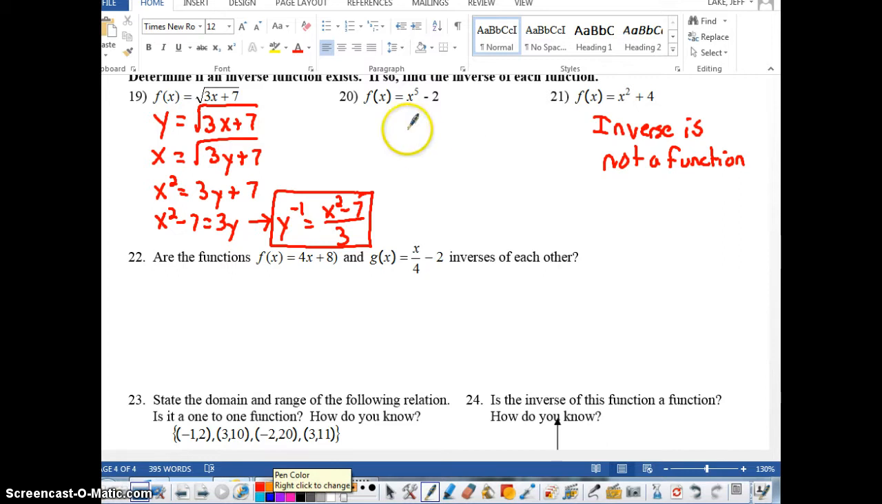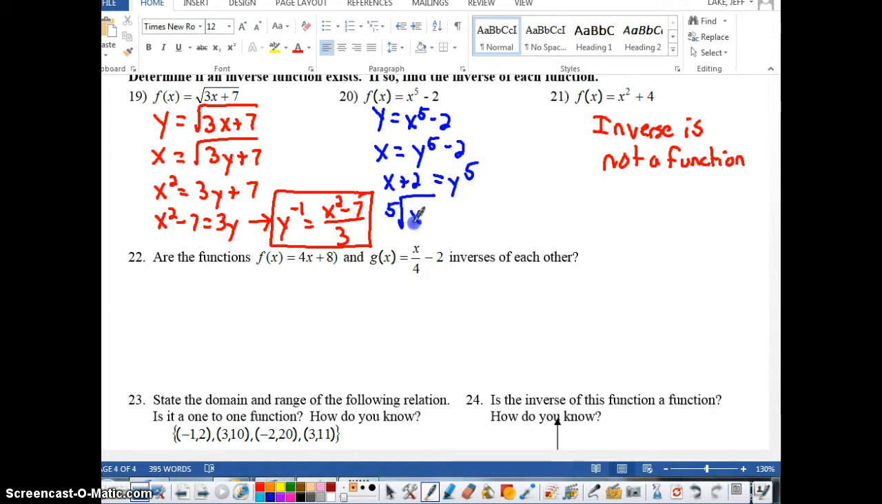Number 20, same idea. This is going to be y equals x to the fifth minus 2. All right, switch your x and y. x equals y to the fifth minus 2. Add your 2. x plus 2 equals y to the fifth. Take the fifth root of both sides, so you get the fifth root of x plus 2 is equal to y to the negative 1. Again, y to the negative 1 signifying it as the inverse.